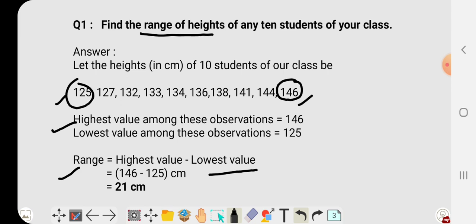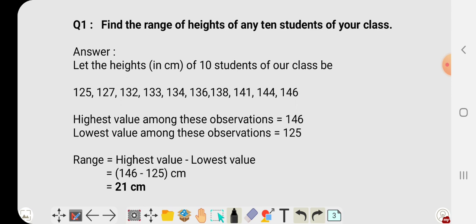You can take the heights of your choice also. The range will be highest value minus lowest value. It means 146 minus 125. This will result in 21 centimeters, meaning the range is 21 centimeters. Range means from 125 to 146 there are 21 centimeters, meaning there are 21 numbers.